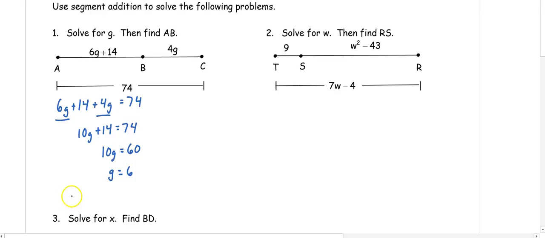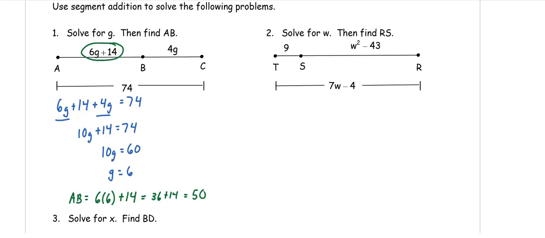Next, we need to find the length of AB. Well, AB, remember, is 6G plus 14, and now that we know G, we can substitute that value in. So we have 6 times 6 plus 14, which is 36 plus 14, which means AB has a length of 50. Number two, solve for W and then find RS.